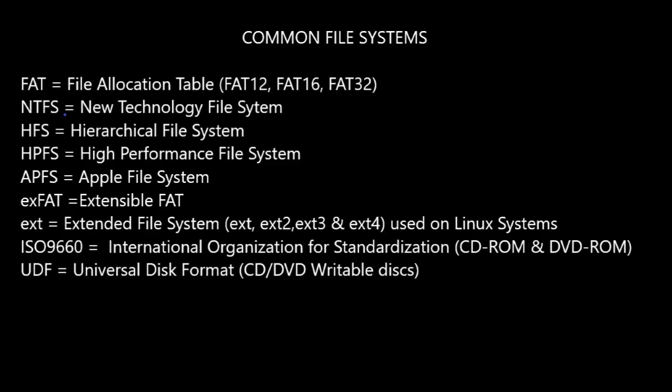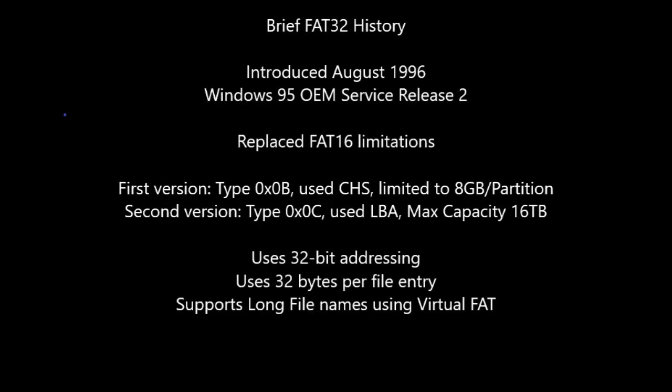Now, there are many different types of filing systems, and many USB flash drives use a filing system called FAT32. This is short for File Allocation Table with 32-bit addressing. Microsoft introduced FAT32 in August 1996 with Windows 95 OEM Service Release 2. This was to overcome FAT16's limitations. The first version of FAT32 used cylinder head sector addressing, known as Type 0B. The problem with this was that it could only work with partitions up to 8 gigabytes.